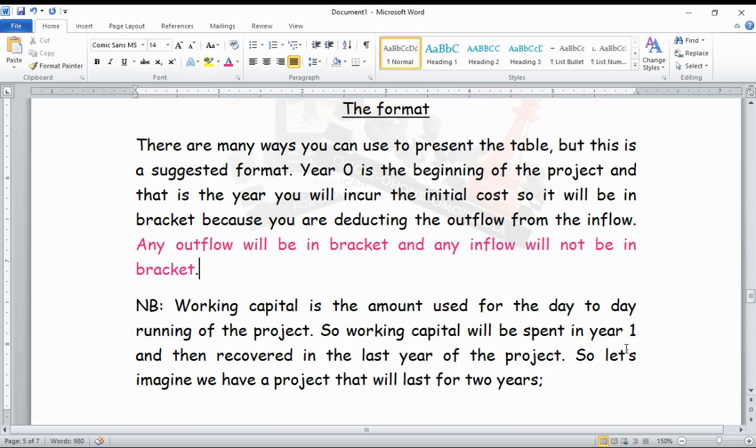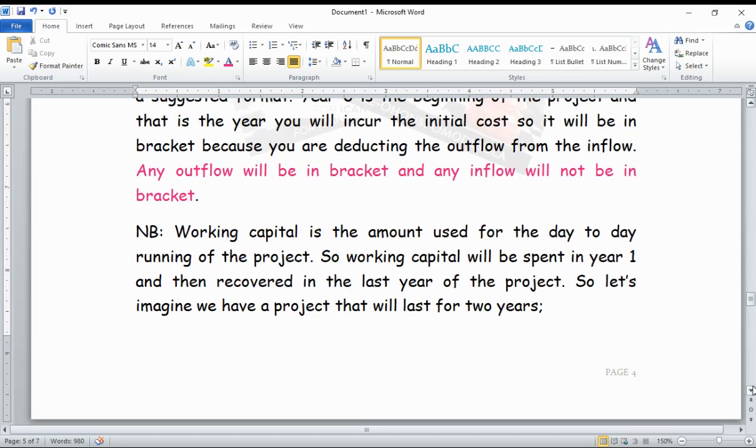Now let's talk a little about working capital. Working capital is the amount of money that you use for the day-to-day running of the operation. They will say current assets minus current liabilities, the amount you use for the day-to-day running of the project or contract. So your working capital will be spent in year zero and recovered in the last year of the project. When you begin the project, you will incur costs for day-to-day operations, right?